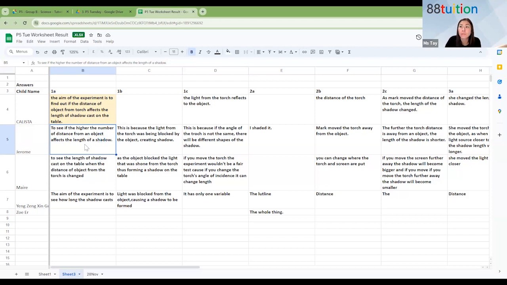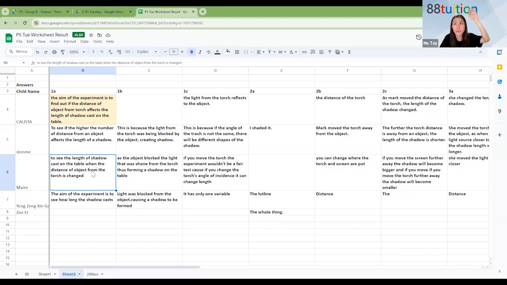Be very careful. Myra: to see the length of shadow cast on the table when the distance of the object from the torch is changed. Now, when you write the aim of experiment, it is not written in this manner. Aim of experiment is always for us to find out something. It always starts with "to find out".